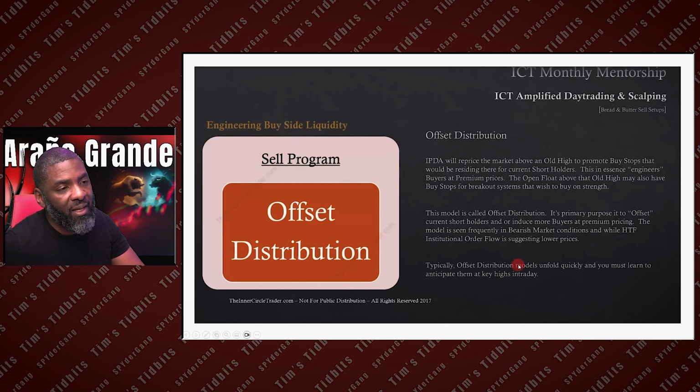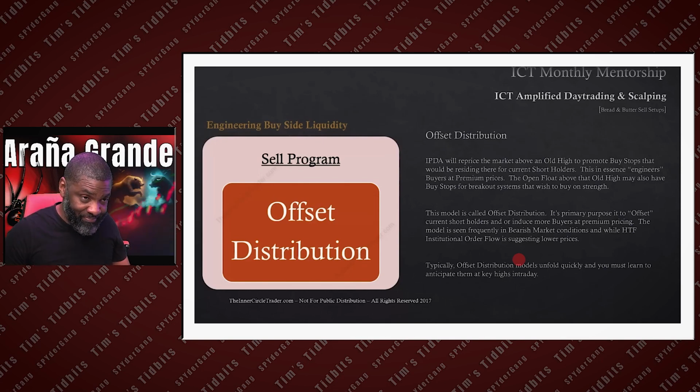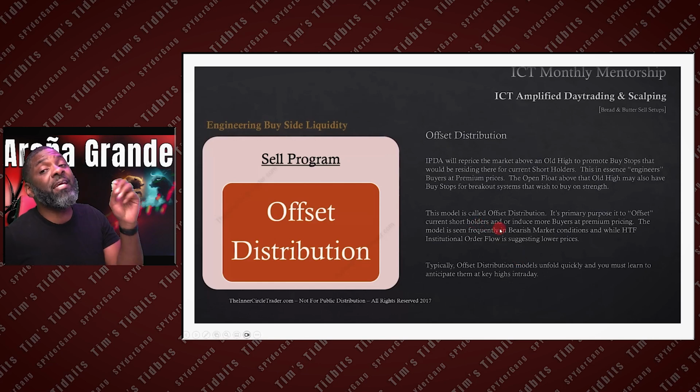Offset distribution. IPTA will reprice the market above an old high to promote buy stops that will be residing there for current short holders. This in essence engineers buyers at premium prices. The open float above the old high may also have buy stops for breakout systems that wish to buy on strength. You see how it's the mirror of offset accumulation? Just the opposite. Strength, weakness, premium, discount. Just the opposite end. The model is called offset distribution.